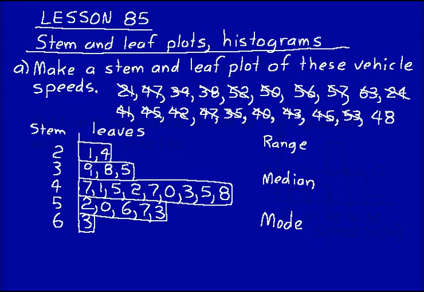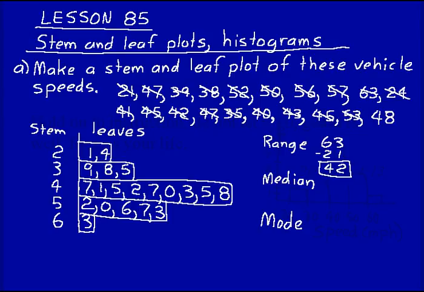It does help with the range though, because now you have your numbers organized better from lowest to highest, and you can quickly see that the lowest number is 21 and the highest is 63, so your range would just be 63 minus 21, and that would be equal to 42. So that's the range. The median, that would be the middle number in the set of numbers.